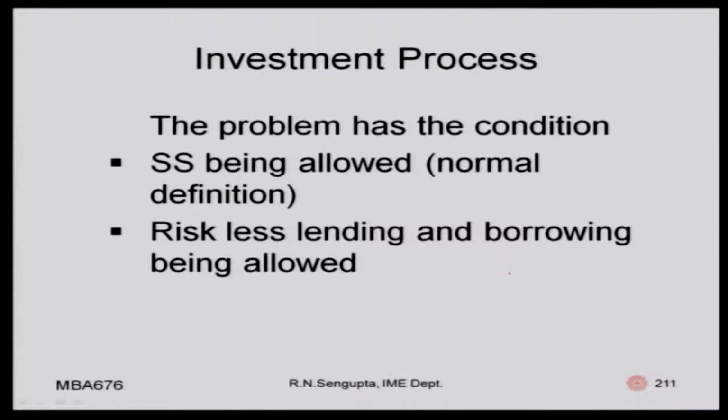Now, the problem has the condition that short selling is being allowed. In the second case we are considering, riskless lending and borrowing is being allowed. That means you can borrow from the bank and utilize that money to buy different types of assets. And obviously, if there are stocks where the returns are less than Rf, you include them in a short selling mode. That means you borrow them and sell them and utilize that money to buy different stocks for which the returns are more than the risk free interest rate.